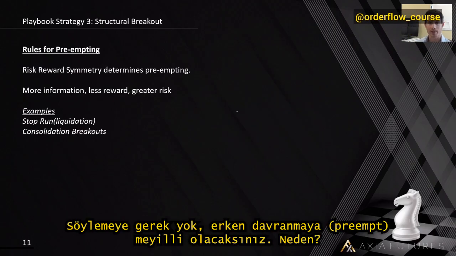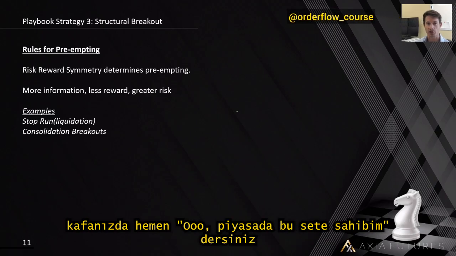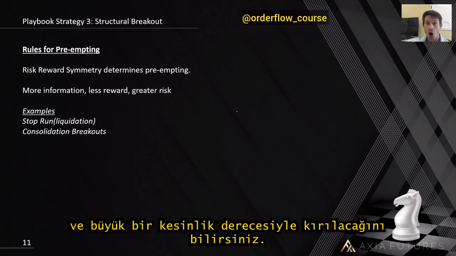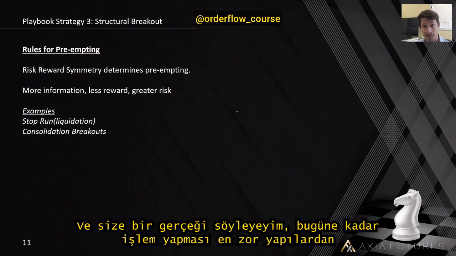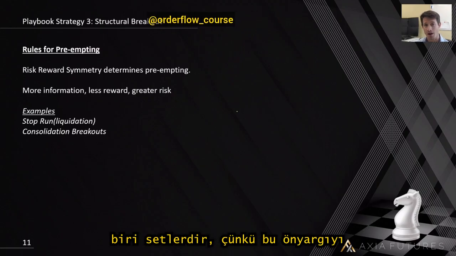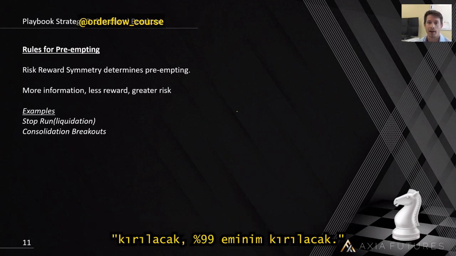Now, it goes without saying, you're going to be tempted to preempt. Why? Because one of the things you'll find is when you recognize a structure, straight away in your head you're going, oh wow, I've got this ledge in the market and I know it's going to break. With great degree of certainty, it's going to break. And I'll tell you a fact that to this day, one of the hardest structures to trade are ledges, because you start to build this bias almost on a day where you come in and you're like, today it's going to break. I'm 99% sure it's going to break.